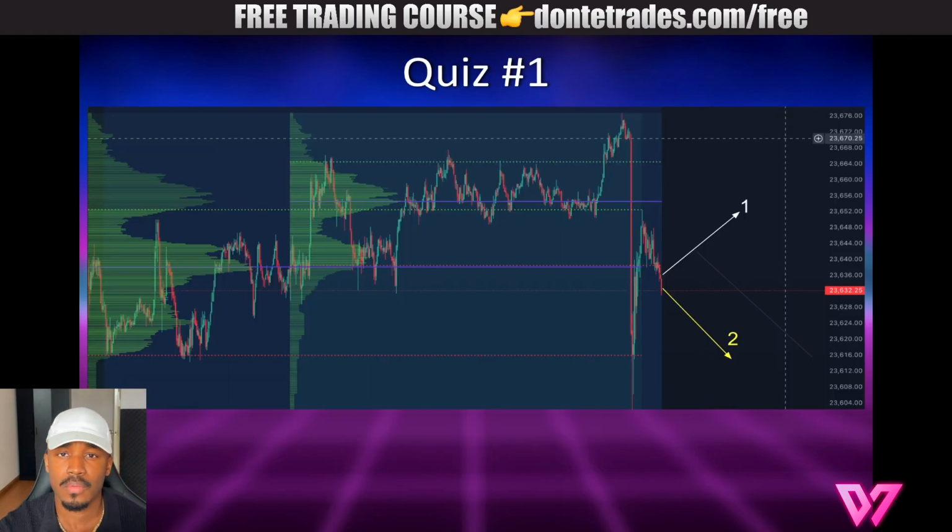So let's get right into it. Let's just start with a little quiz here. Looking at this volume profile here, where would you say the price is going to head first? Would you choose that the price is going to head to number one or number two?